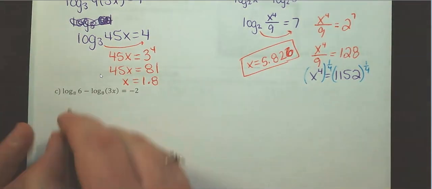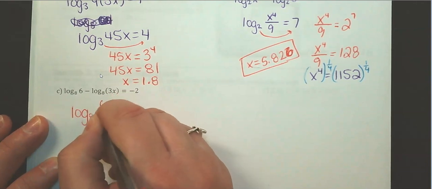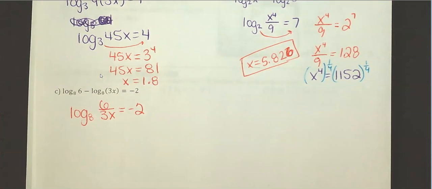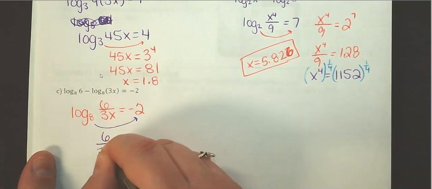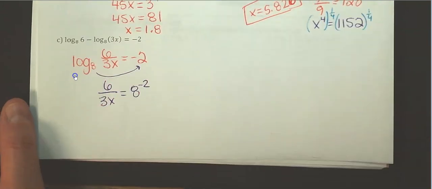Okay, and I have one more. We're just going to squish this together. Subtraction turns into division. So this would be 6 over 3x. And you can reduce that if you want, or you could just leave it alone. I'm going to swing this to the other side to get rid of the log. Base of your log becomes the base of your exponent. This would be 8 to the negative 2.